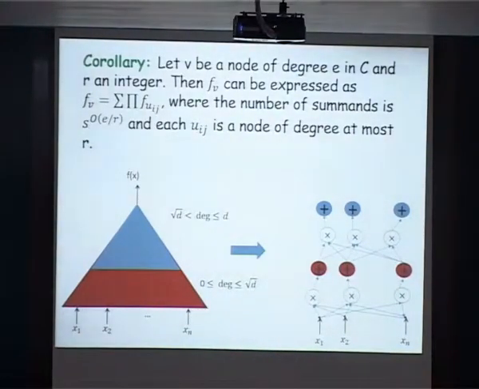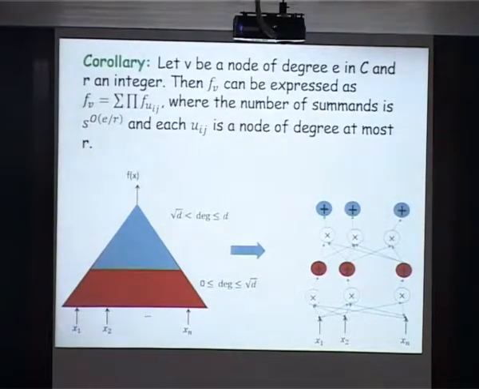Now do the same thing with the blue nodes. For the blue nodes, choose R to be square root d. So now each of these blue nodes has degree at most d. Again, if you apply this lemma, you can write it as a sum of products of the red nodes, and each such sum of products expression has size S to the d by root d, which is S to the root d. And if you put this together, you get overall a circuit of size S to the root d.